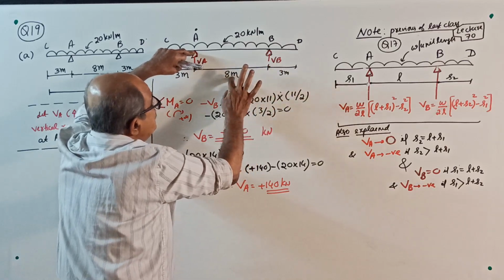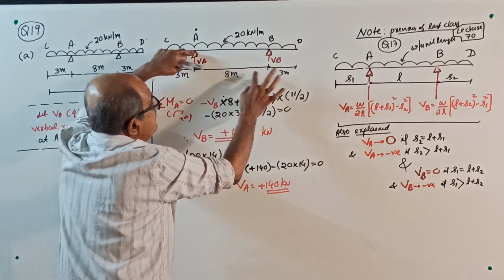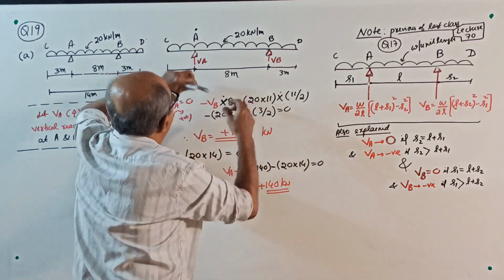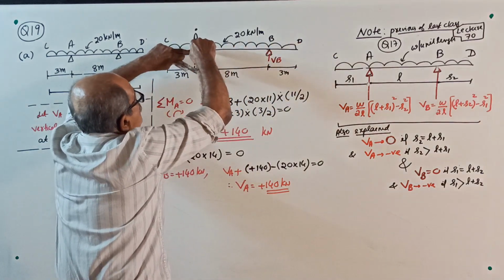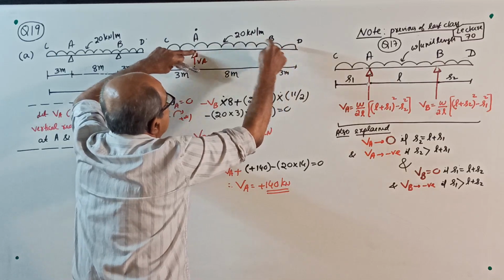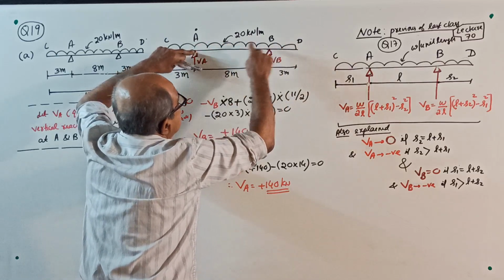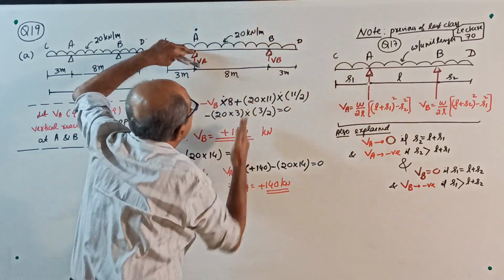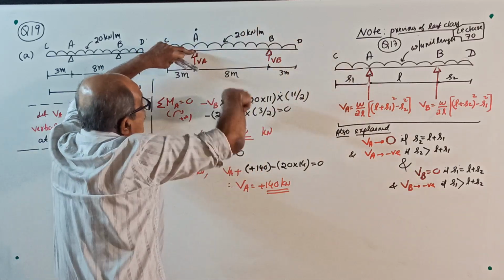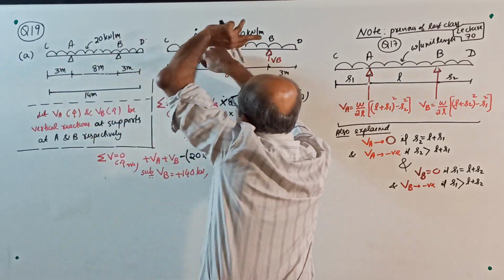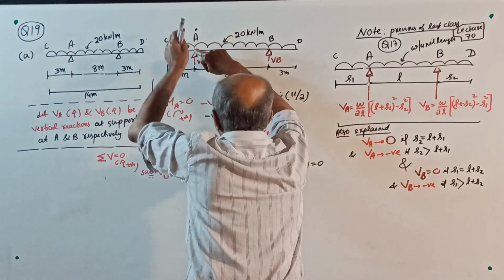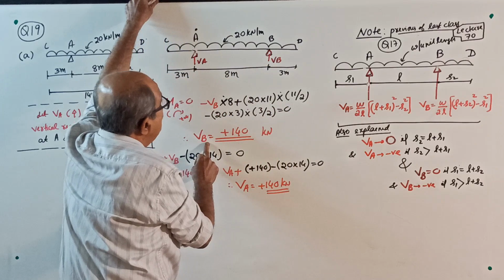Next time, suppose this is 7 and 4, it is 11 only; 8 and 4 means 12. So I won't tell for every problem. This question is important. Look at this side: you should write here, UDL from A to D, 20 kN per meter for 11 meter is the total load, which acts at the center. So this is 11 meter, half of 11, clockwise, minus anti-clockwise: 20 into 3, acting at the center, into 3 by 2, equal to 0. VB will come plus 140.